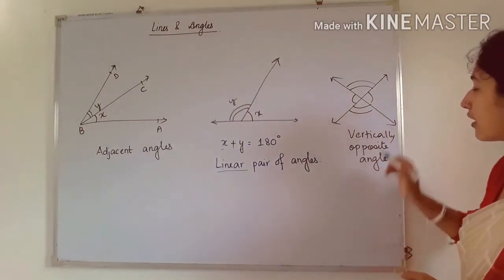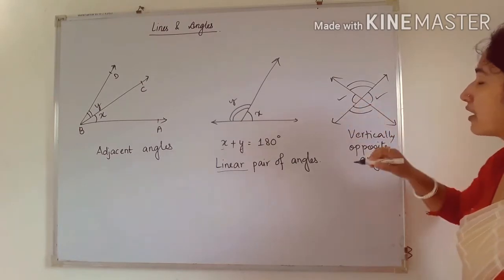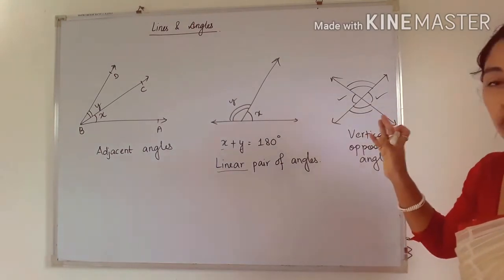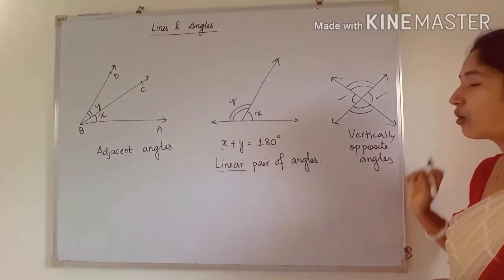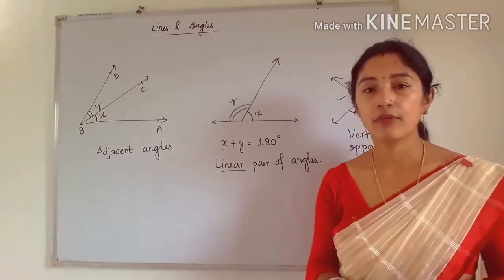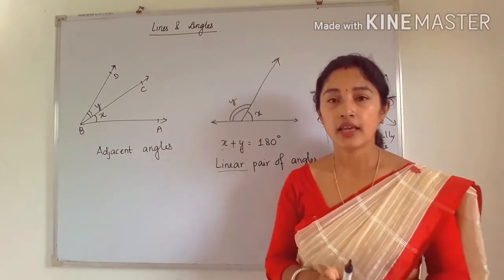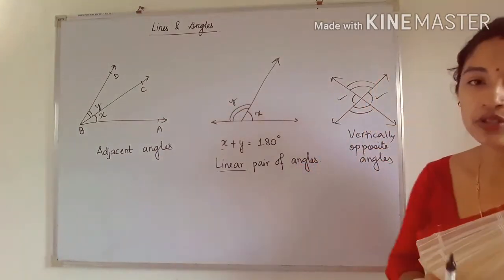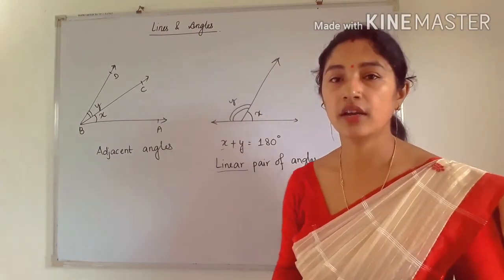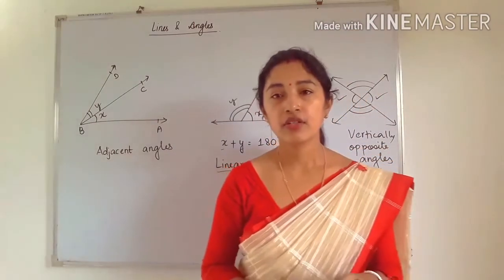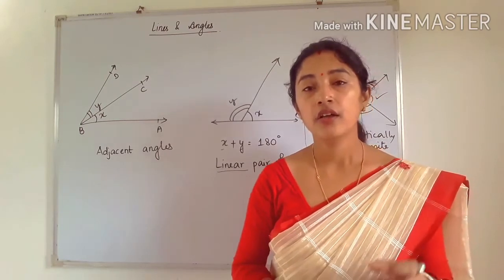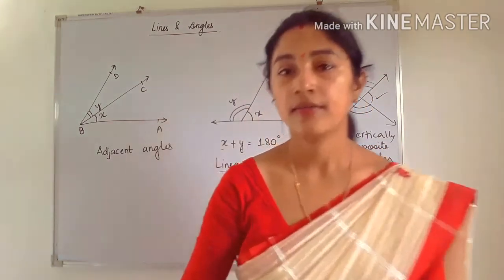Next is vertically opposite angles. In this, the opposite angles are equal. So how are these angles formed? If two lines intersect, then vertically opposite angles are formed. We know that if two lines intersect, then four angles will be formed and the opposite angles will be the same, and these are called vertically opposite angles. Next is about supplementary and complementary angles. All of you have studied this one. Supplementary means the sum of the angles is equal to 180 degrees, and the meaning of complementary is the sum of two angles is equal to 90 degrees.